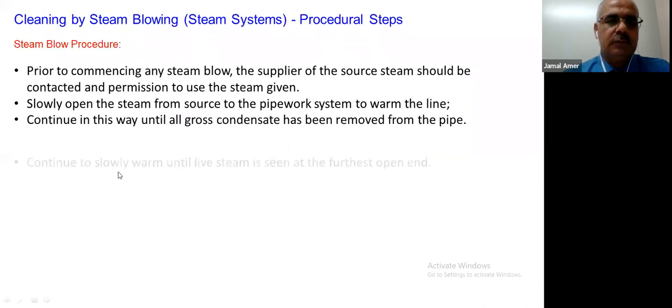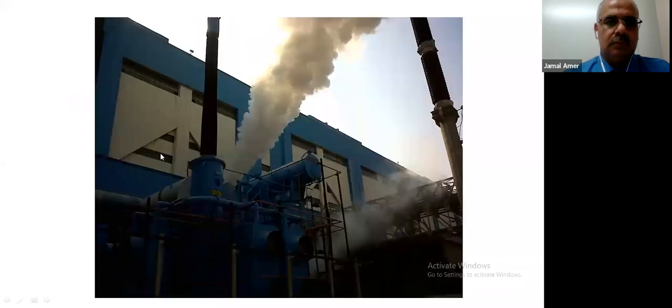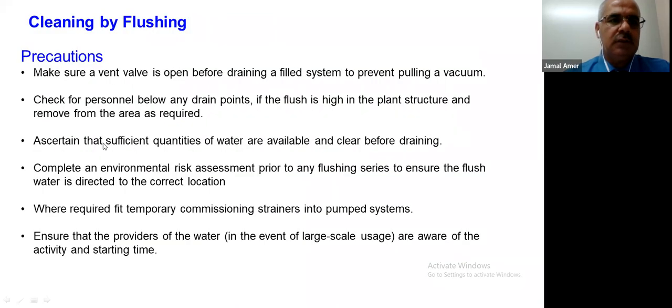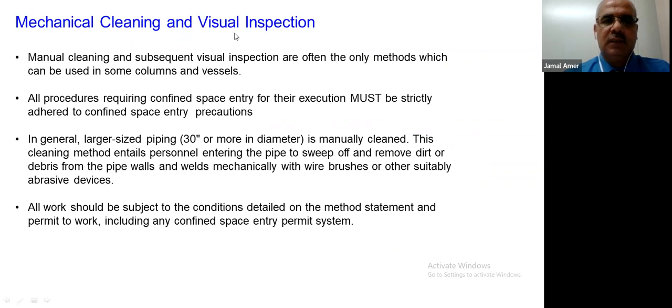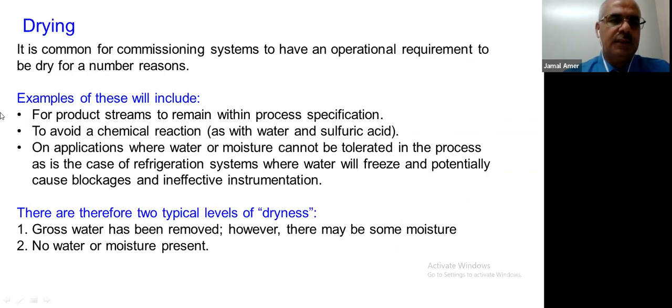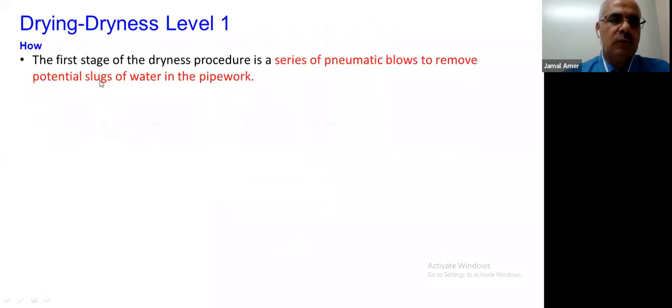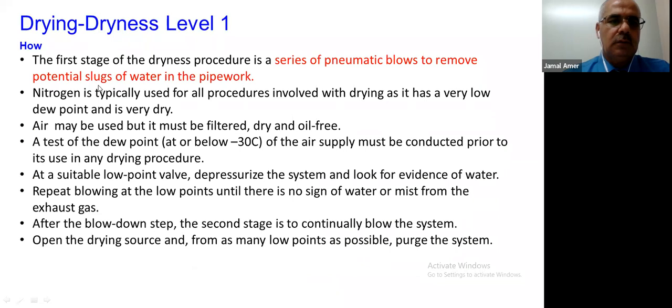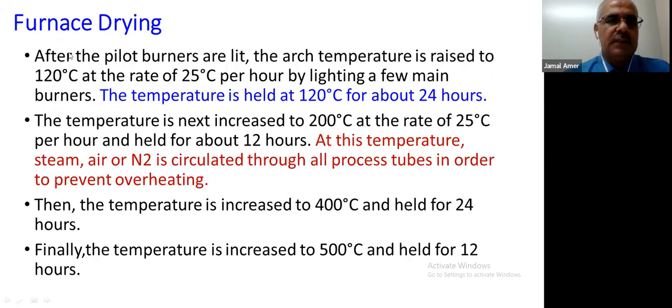In doing procedure, we'll explain it also. Cleaning by flushing, what is the precaution required during this activity, chemical cleaning, cleaning via pigging, mechanical cleaning and visual inspection, drying. Example of this, what kind of drying, how to do drying. So level of drying, we have level 1, level 2 of drying, how to do each of this drying.